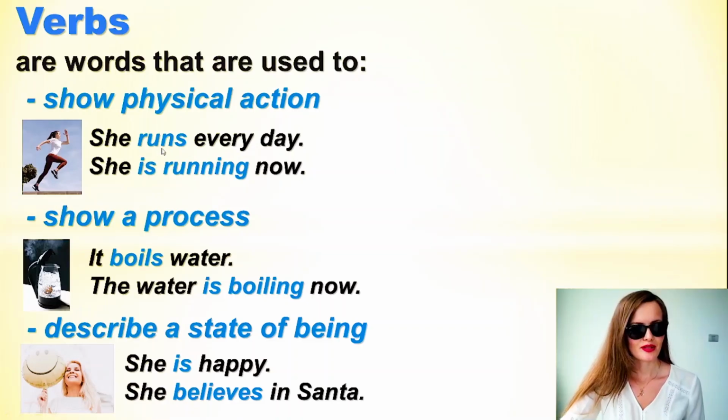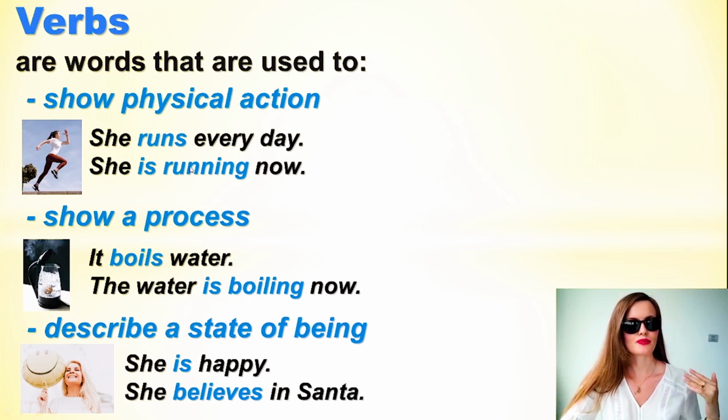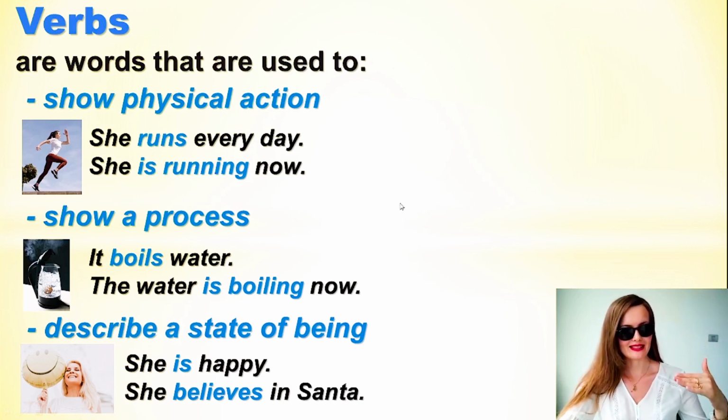Let's take a look at these verbs more attentively. I have noticed that some of the verbs were used in simple and continuous tenses, while others were used only in simple tenses. Interesting. Why is it like this? As you can see, the verb to run is used in present simple and present continuous. The verb to boil is used in simple and continuous tenses, while the verb to be is used only in present simple, and the verb believe is used only in present simple.